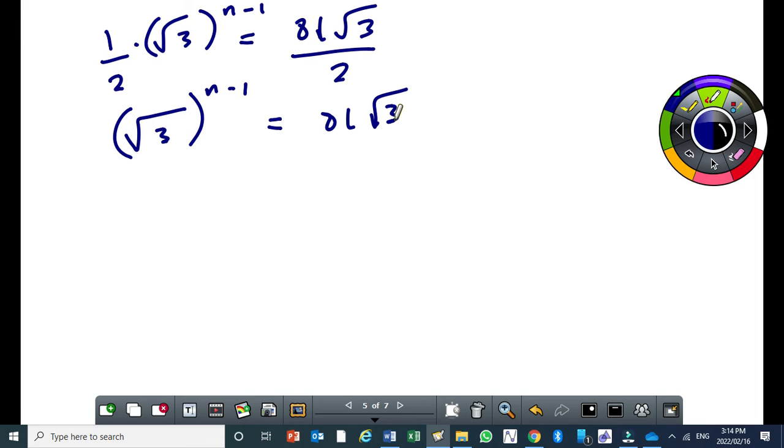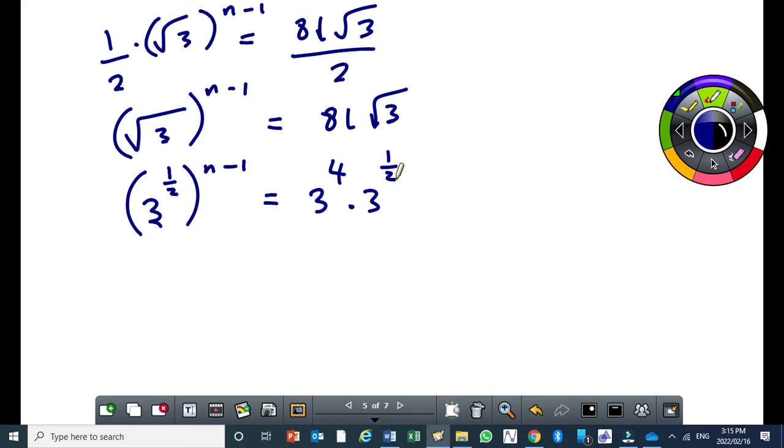Okay. Now the next thing is to convert the left hand side and the right hand side to the same base. Unfortunately, you can't convert 81 to the base of square root of 3. So this square root of 3 can be written as 3 to the power of a half, raised to the power of n minus 1. 81 is the same as 3 to the power of 4 times 3 to the power of a half. So it's better to convert to a base of 3.